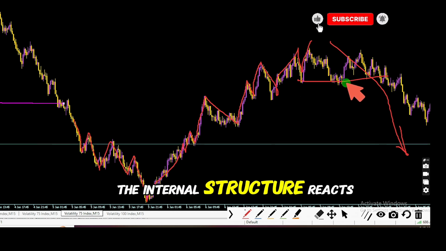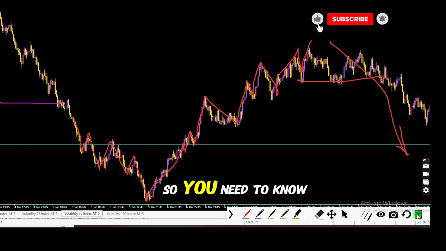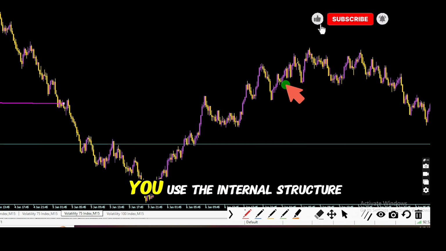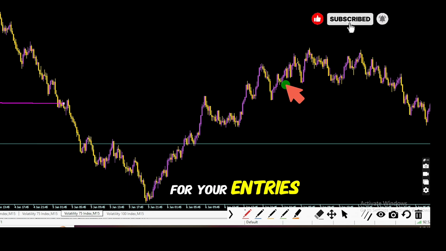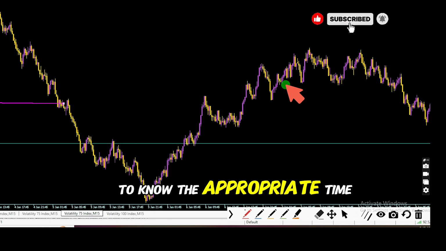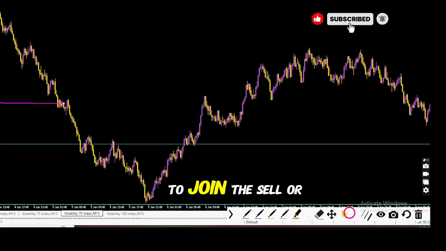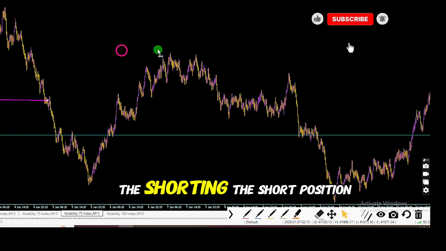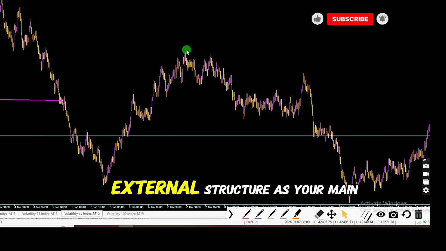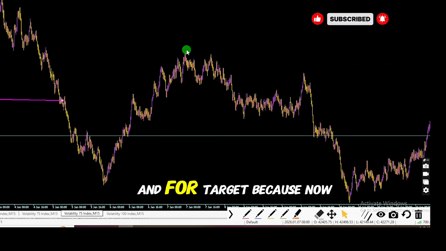Now the internal structure reacts while the external structure controls. So you need to know what is happening in the internal structure. You use the internal structure for your entries, you use it for your refinement, and you use it for your timing to know the appropriate time to join the sell trade, to join the sell or the short position. Okay, while you use your external structure as your main direction, as your bias and for target.